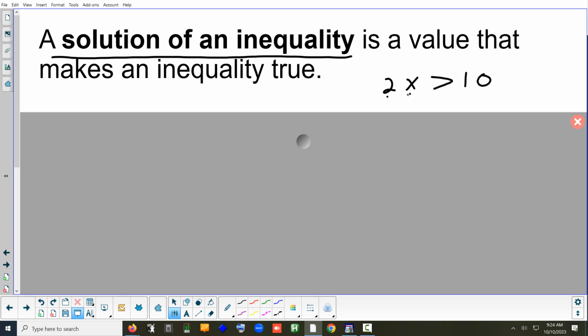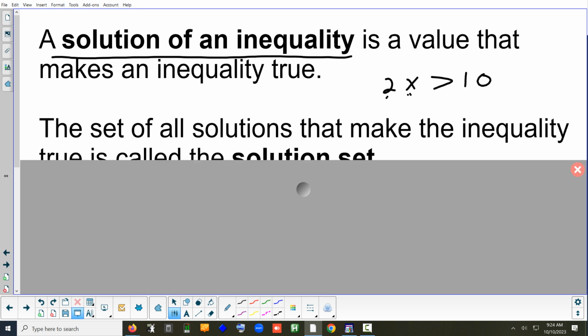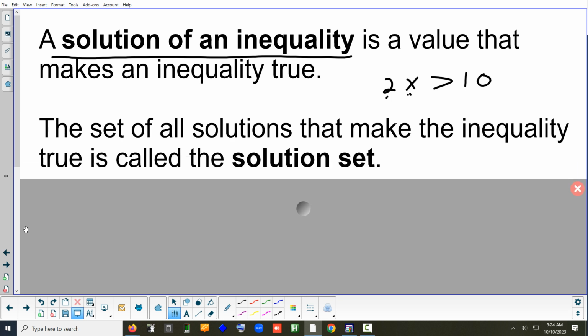Let's try 3. What's 2 times 3? 6. Is 6 greater than 10? No. It's less. So 3 is not a solution to that one. Right? So that's what it means to see if the statement is true. You plug in a number and see if it works. So the set of all solutions that make the inequality true is called the solution set.